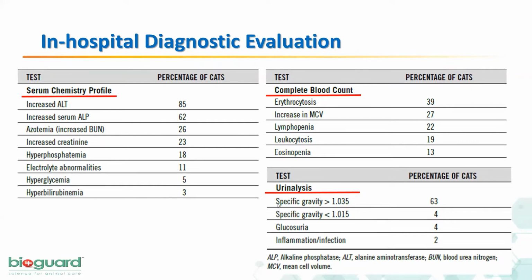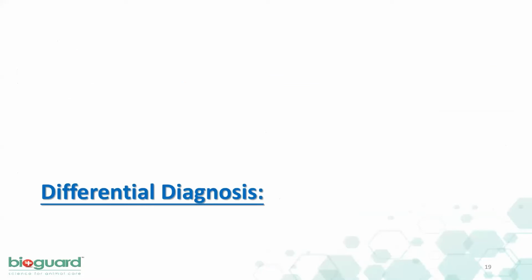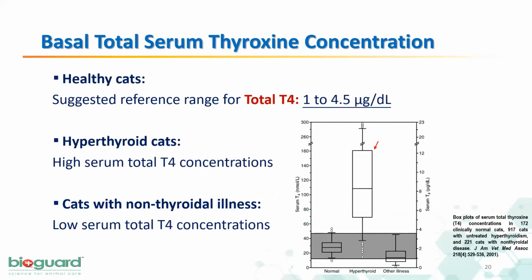More than that, you can also check the urine analysis, where you can see the specific gravity will also increase above 1.035, which is the case in more than 60% of cats. So once the physical examination and the blood chemistry show the symptoms of hyperthyroidism, we can further choose differential diagnosis, where we check the thyroid hormones and their concentration in the blood.